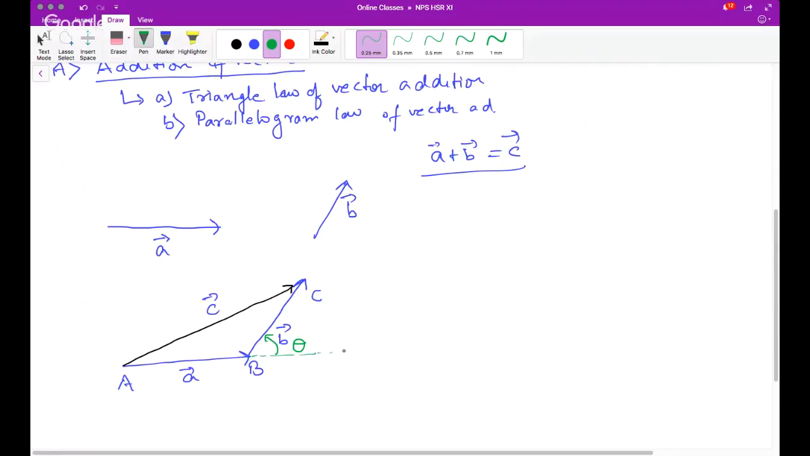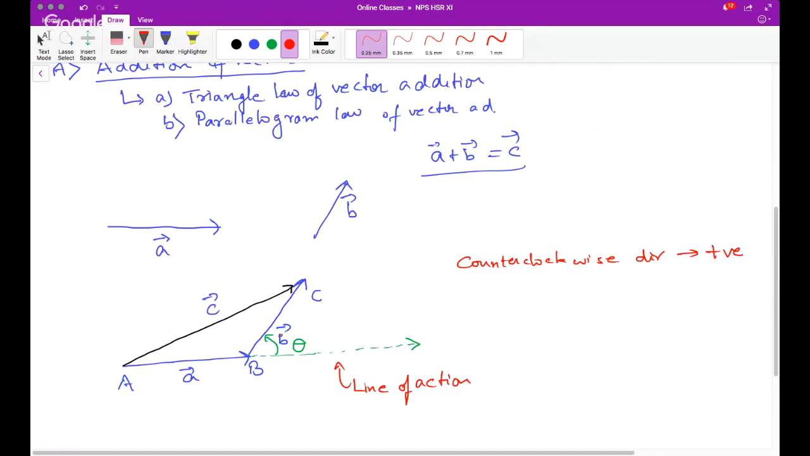Let's say with the direction of A. This is the direction of A, which is called the line of action of A. And we say that the counterclockwise direction is positive. Okay, so this is the line of action.